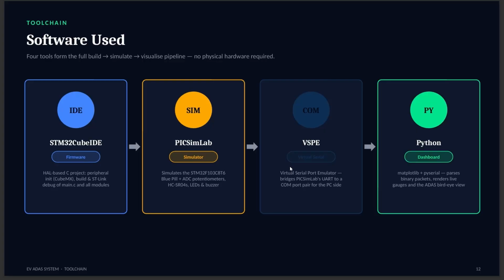Now the software used, which is very important. I think we have used STM32 Cube IDE, which is the main thing. We have coded everything in STM32 Cube IDE, and for simulation we have used PICSimLab, and then we have used VSP, virtual serial port emulator. What it does is it connects internally two ports of the desktop. I'll explain it further when we see it in the demo. And then we have used Python for the dashboard. We'll see the code further.